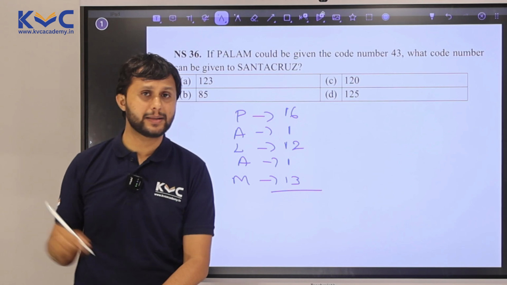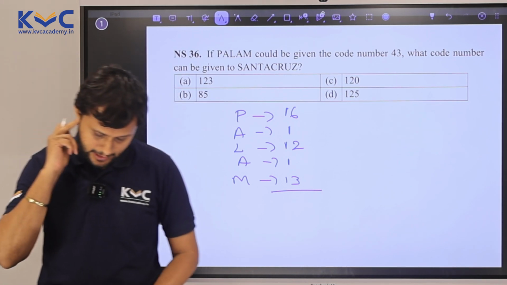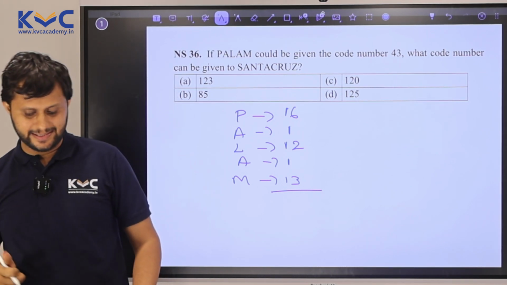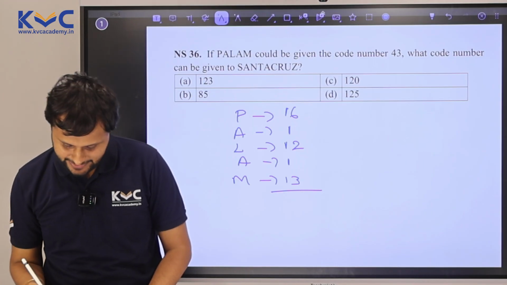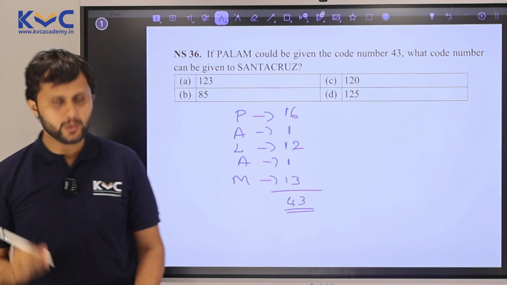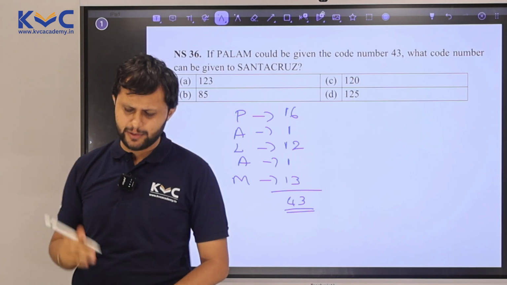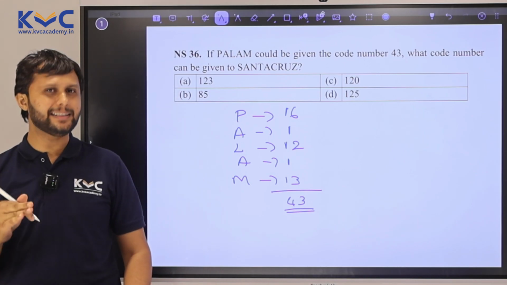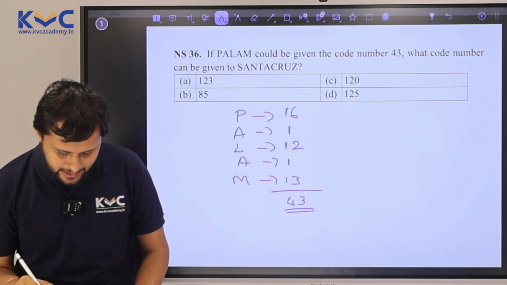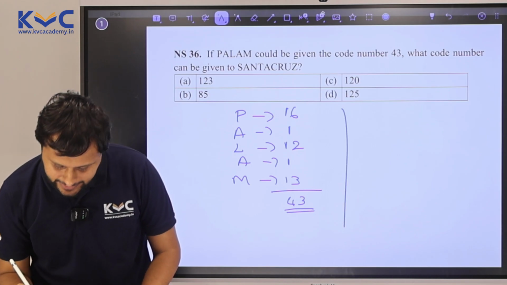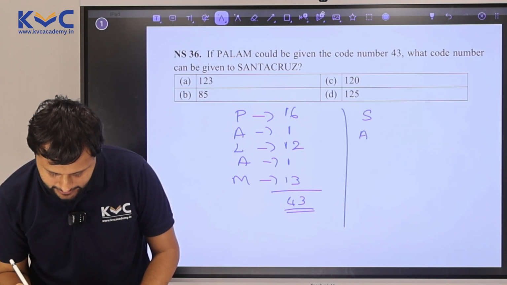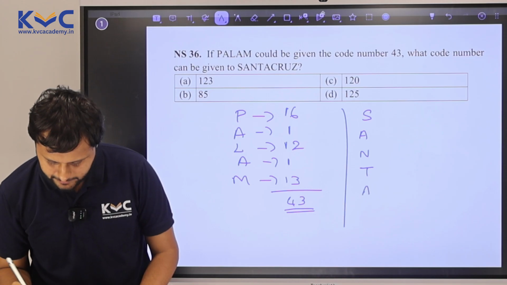Let's add this. 16 plus 1 is 17, 17 plus 12 is 29, 29 plus 1 is 30, 30 plus 13 is 43. So the logic holds good. We have to take the summation. We have to add the number that is associated with the letters. Now we'll have to go for Santa Cruz. SANTA CRUZ.